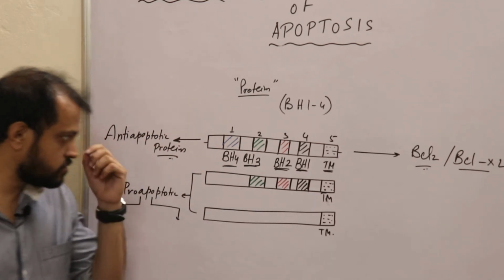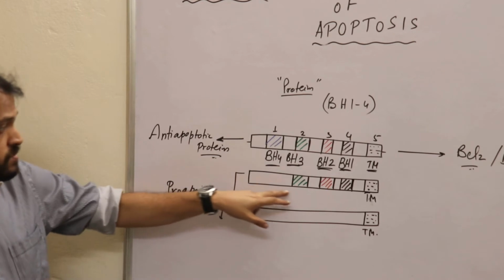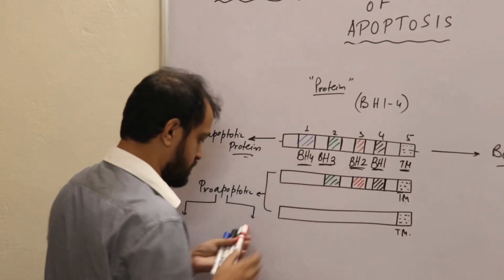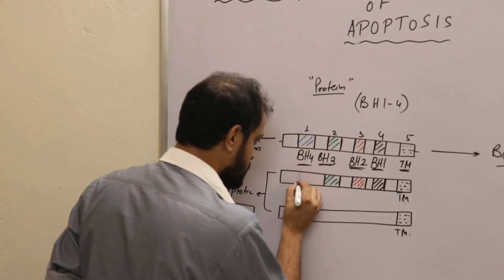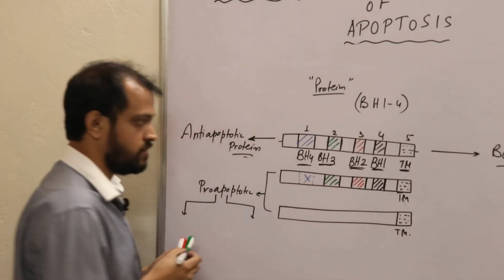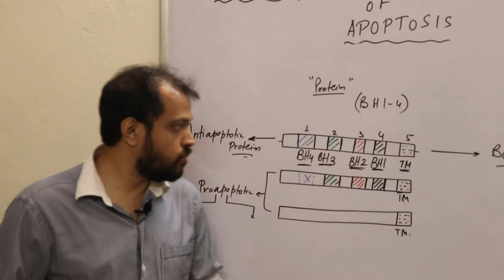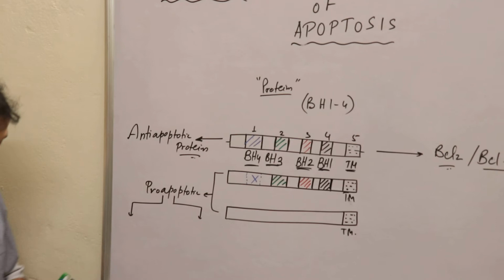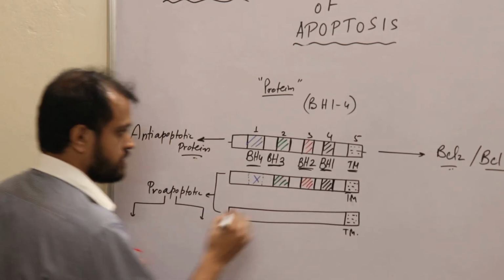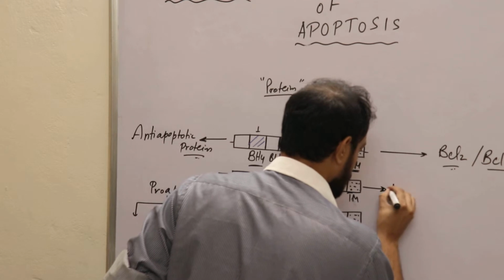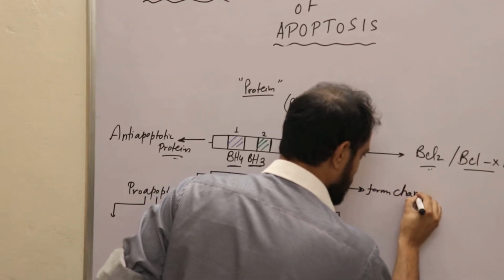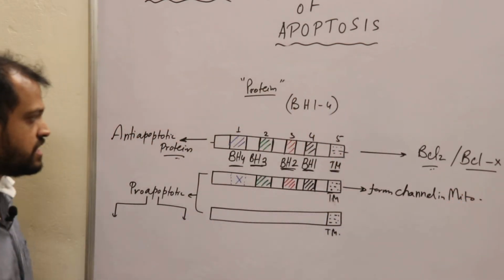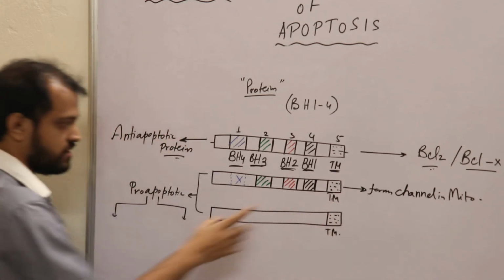Now you should understand one thing, that in this pro-apoptotic protein or in this pro-apoptotic gene, the BH4 domain is absent. BH4 domain was there, but it is now absent. Okay. So what is the name of this protein, or what is the class of this protein? Now listen, these proteins actually form channels in mitochondria. Okay, these type of proteins form channels in mitochondria. So what remains is this.